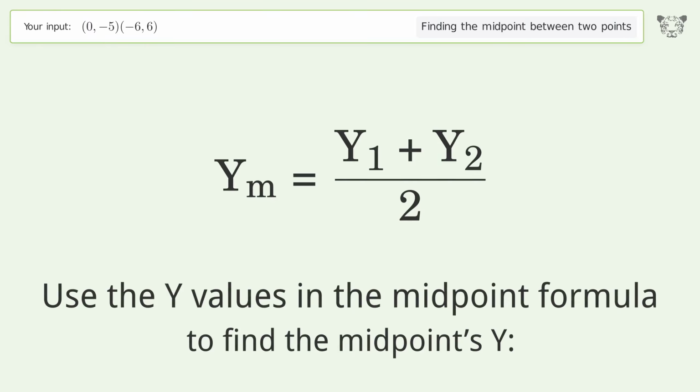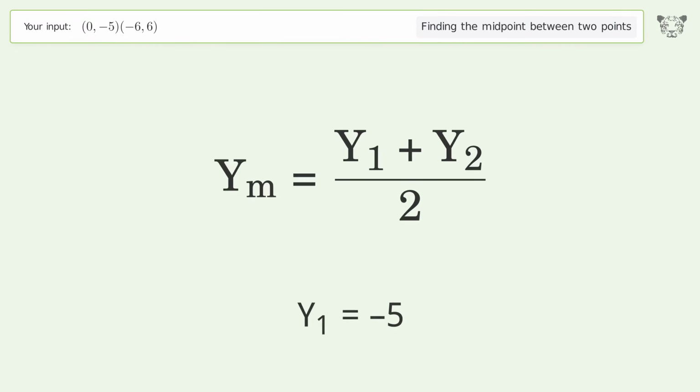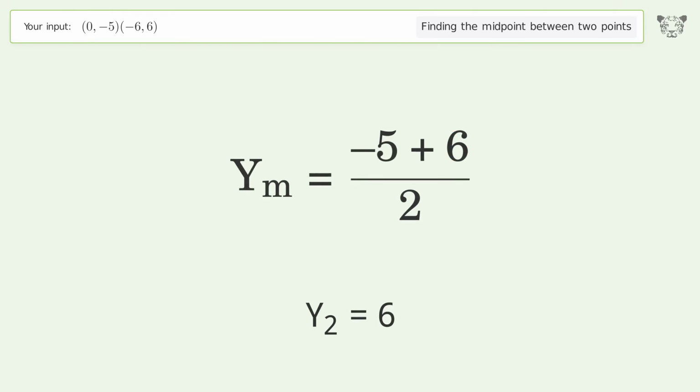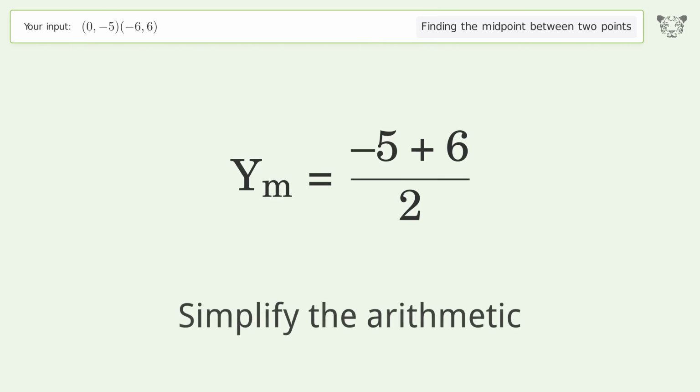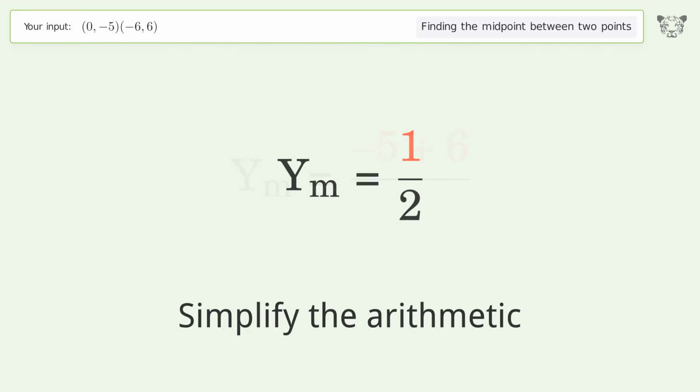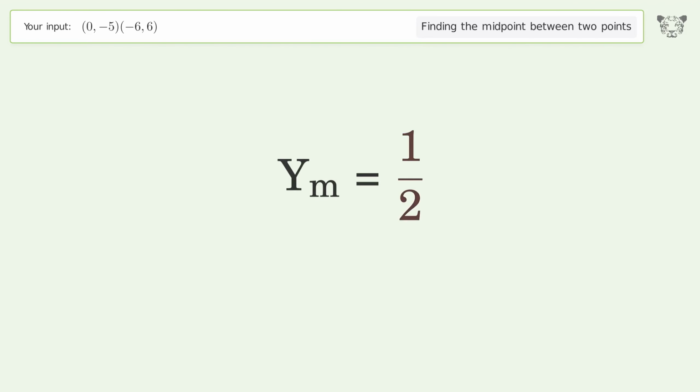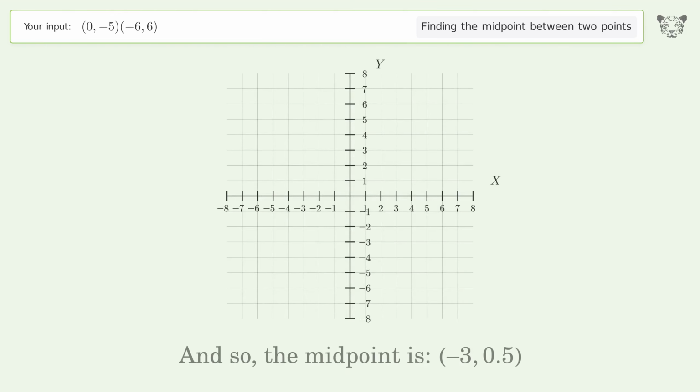Use the y values in the midpoint formula to find the midpoint's y. y1 equals -5. y2 equals 6. Simplify the arithmetic. And so, the midpoint is -3, 0.5.